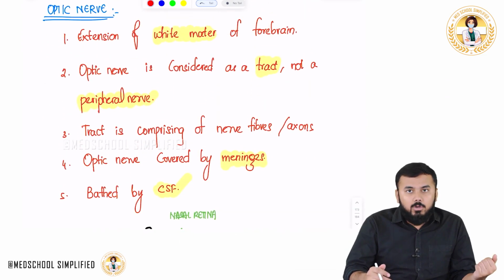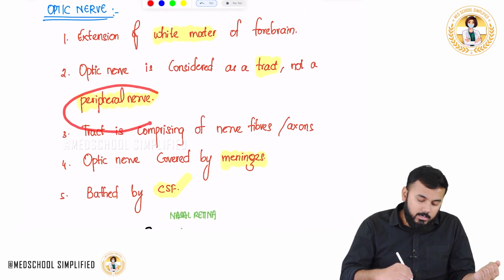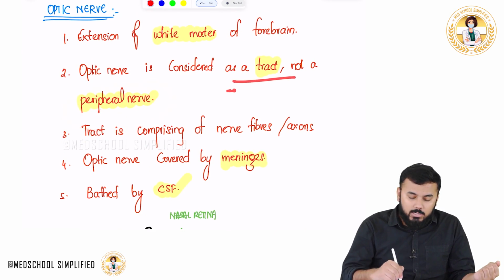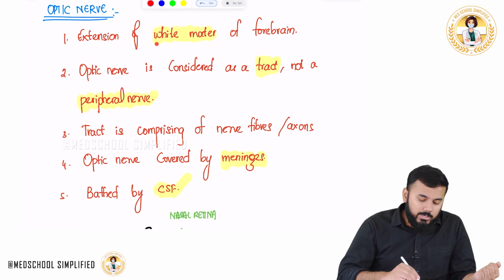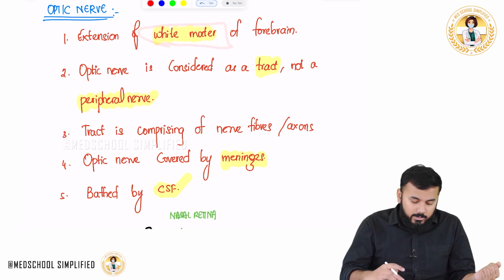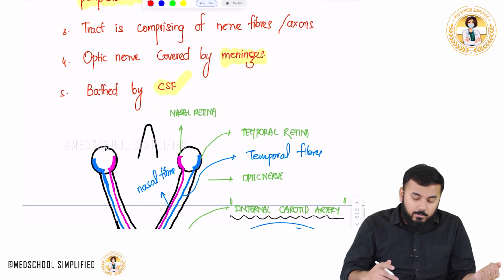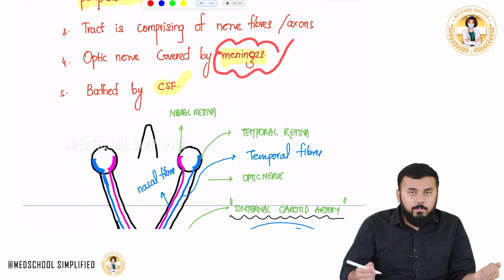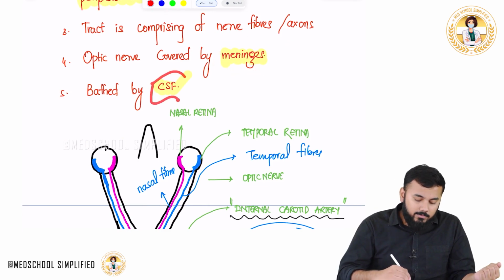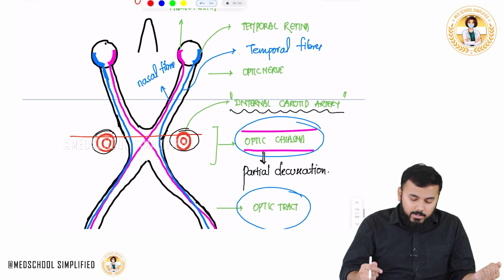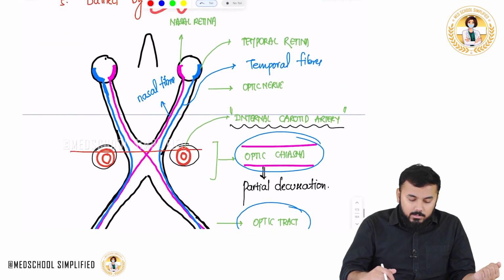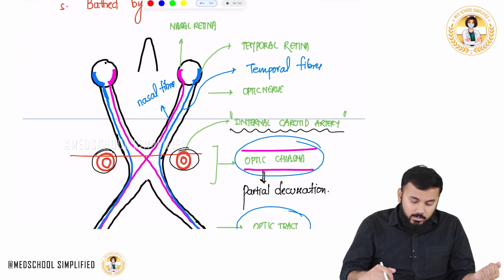So optic nerve is not a true nerve. It is not considered a peripheral nerve. It is considered a tract. So it is the extension of the white matter of the forebrain. Tract is comprising nerve fibers. Optic nerve is covered by what? It is covered by meninges. Next, bathed by CSF.